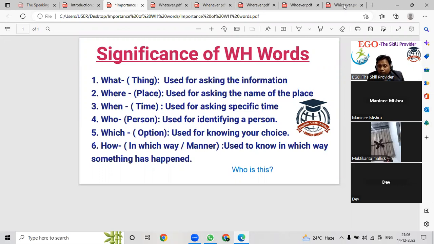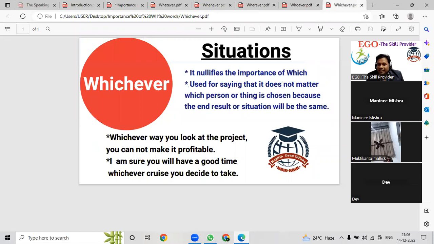But look at whichever. Whichever is used to say that it doesn't matter which person or thing is chosen, because the end result will be the same. Whether you choose A or B. Let me give an example. There are two roads to reach a destination. Will you go on this road or that road? I can ask you, which road do you want to travel?